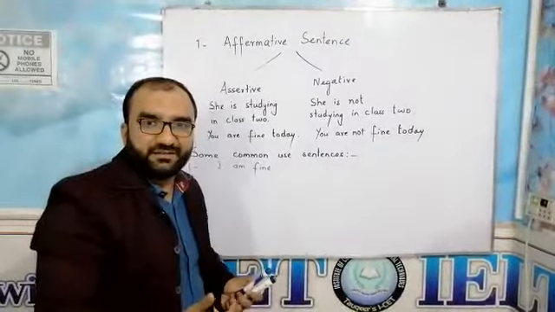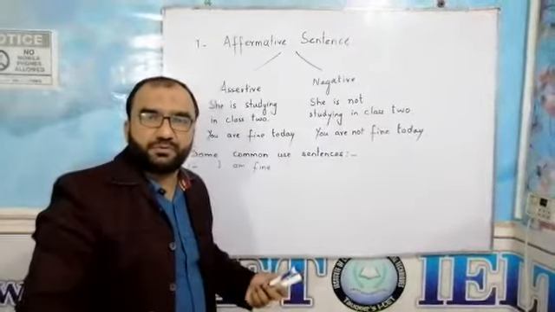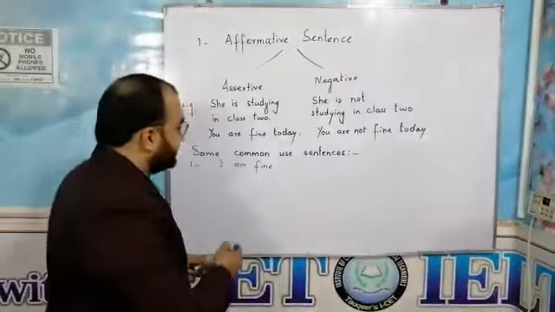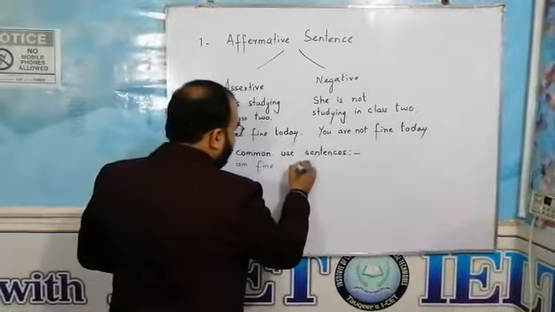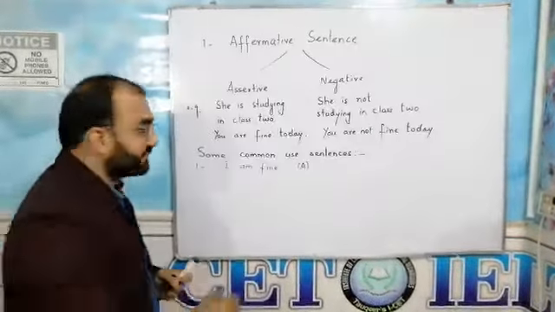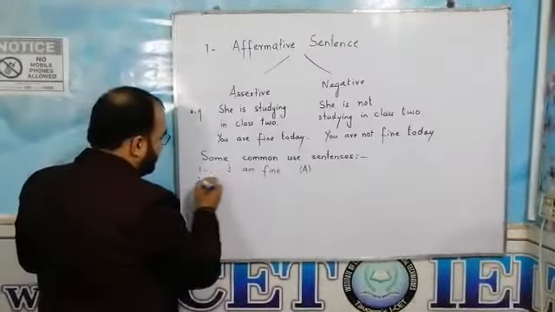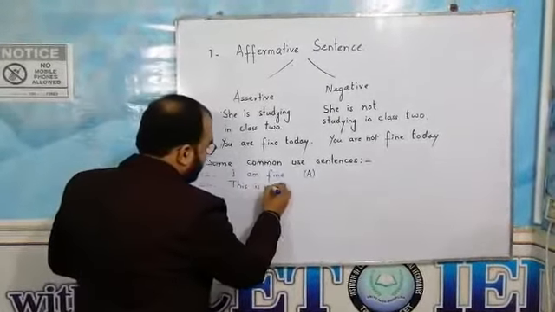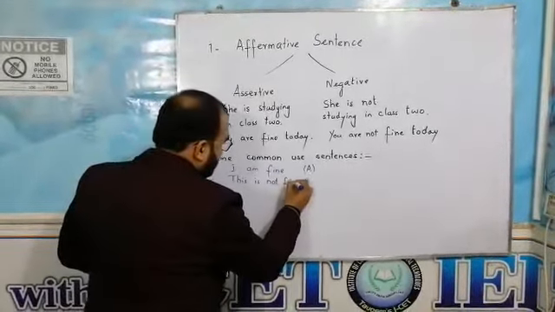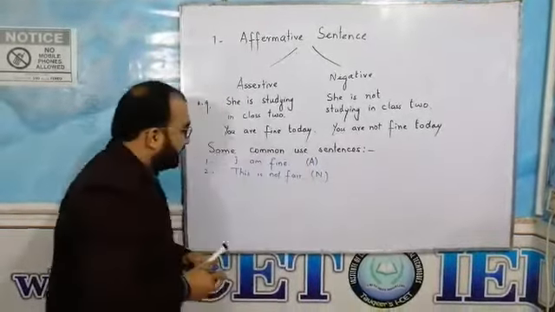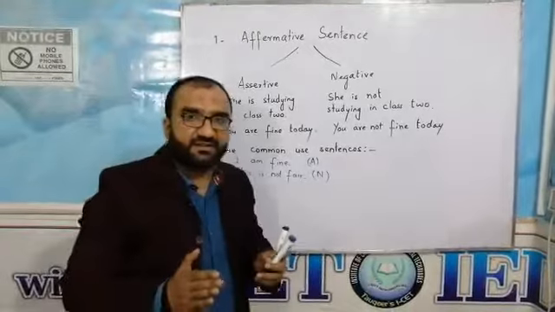Some person is asking, how are you? And you are replying, I'm fine. Similarly, it's an example of an assertive sentence. This is an example of a negative sentence.